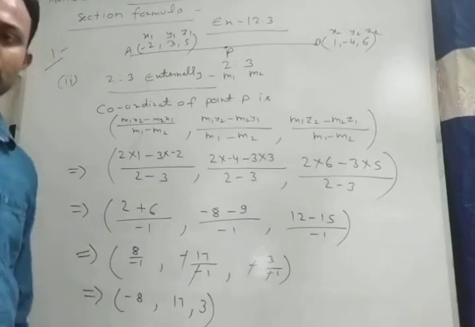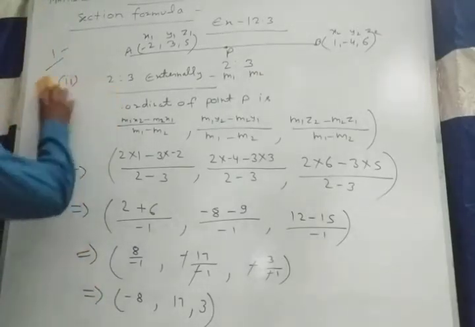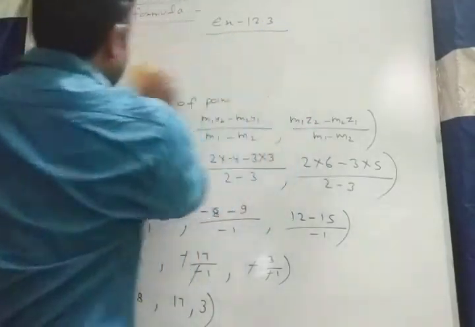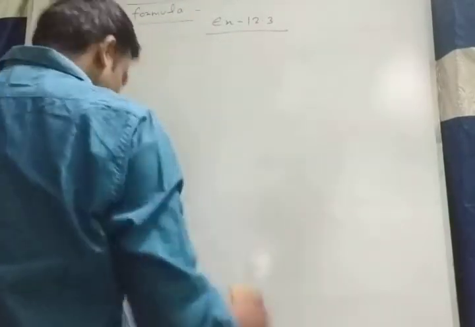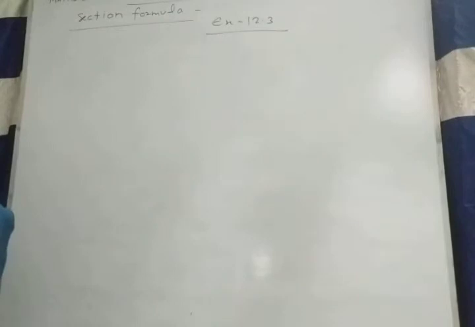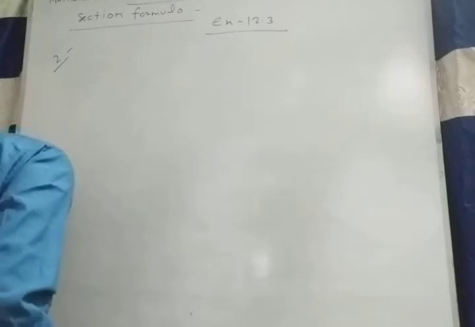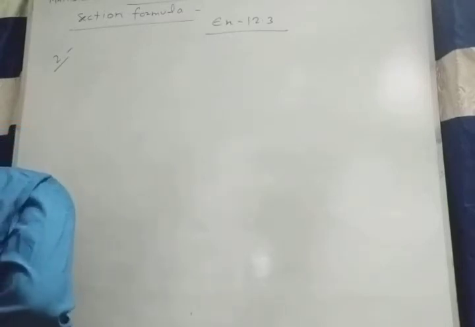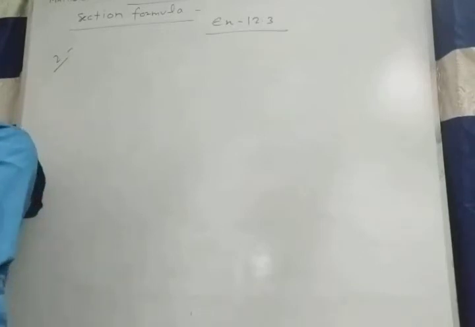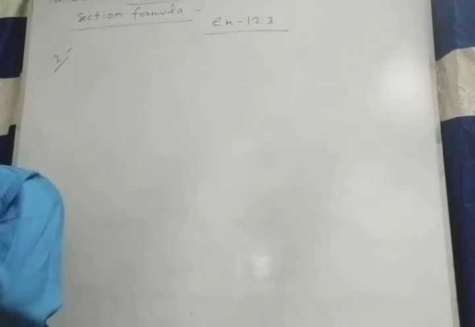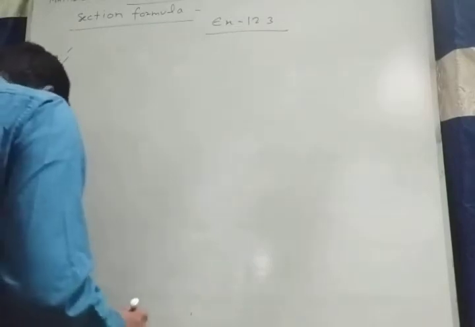Okay. Now we will see the next question. Question second. Given that the points P, Q and R are collinear, find the ratio in which Q divides PR. We are given that P, Q and R are collinear. Find the ratio in which Q divides PR.